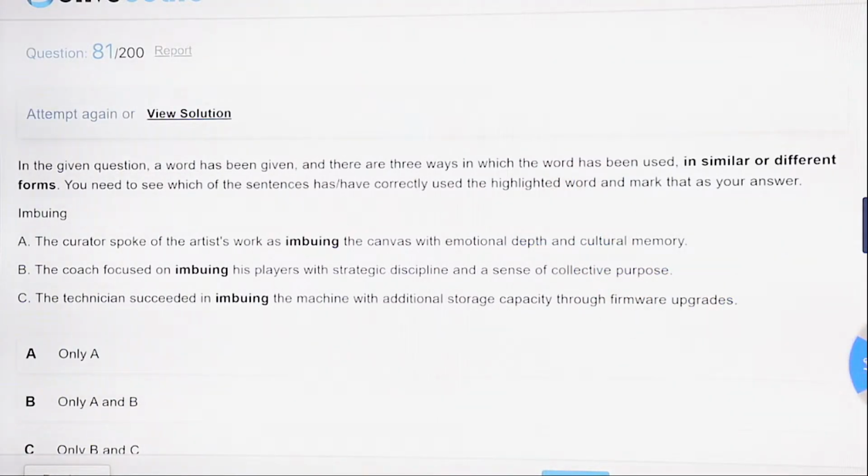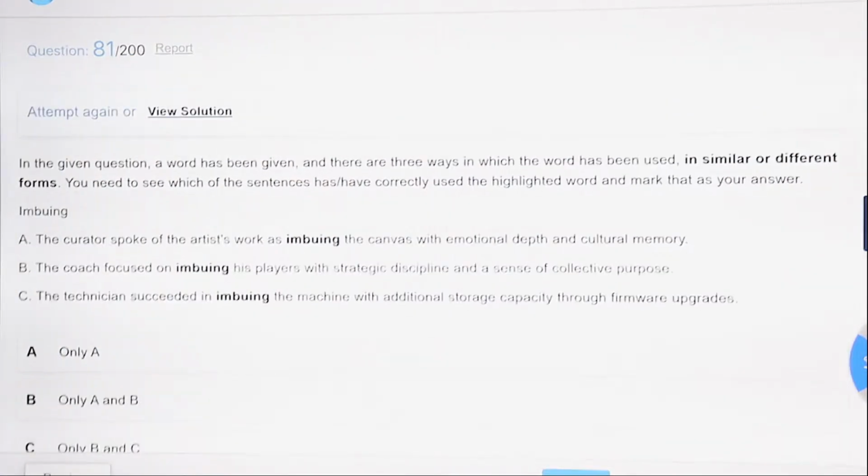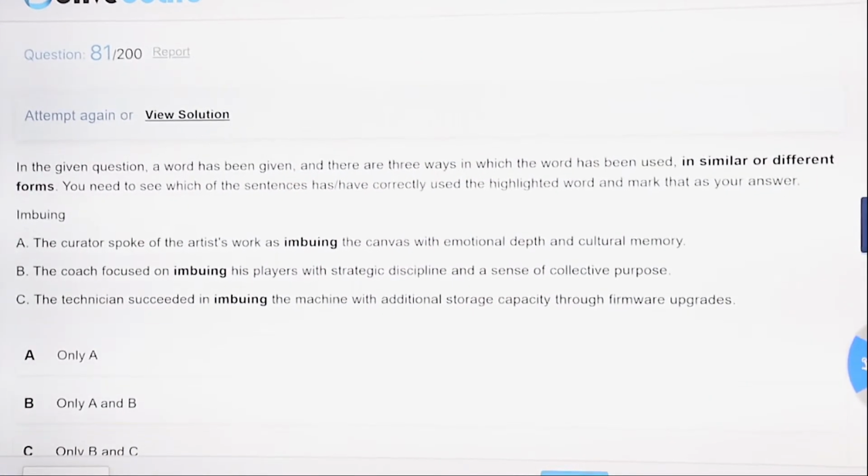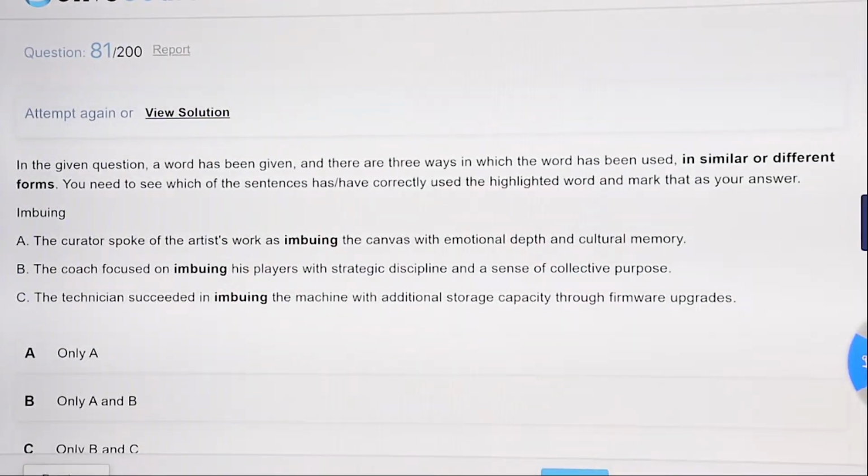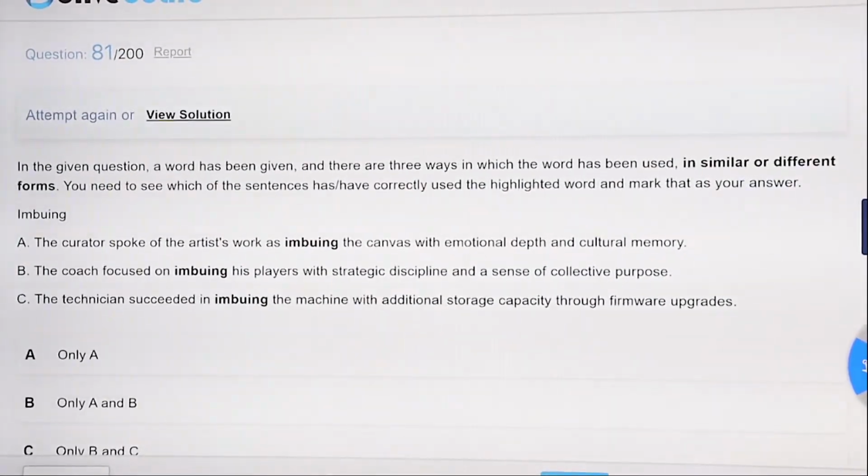Let's go straight, just reducing the brightness so that it will be clearer. Okay, should be better now.